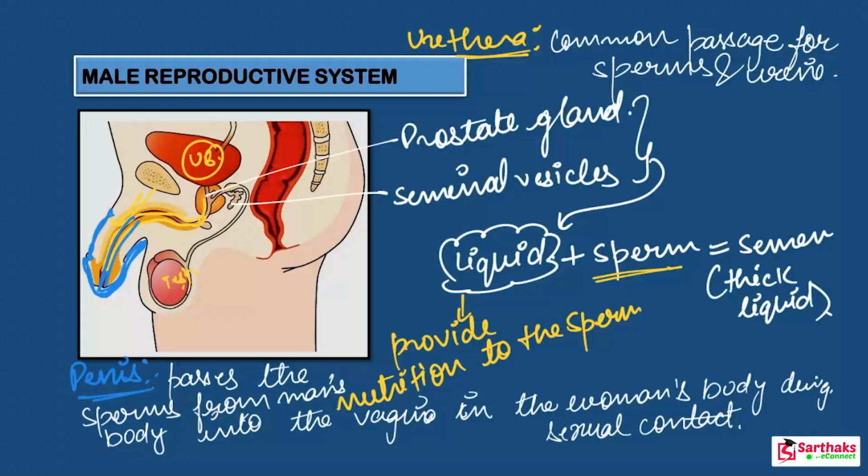Clear? So please note down that in man there is only one opening for urine and sperm to pass out of the body. This is a very important line. You have to note down that in the human male, there is only one opening for urine and sperm to pass out of the body, while in the female reproductive system, there are different openings for the passing of urine as well as for the taking up of the semen.